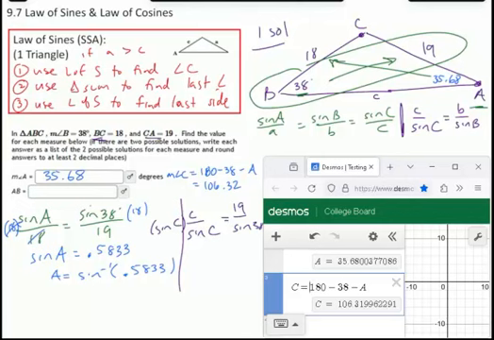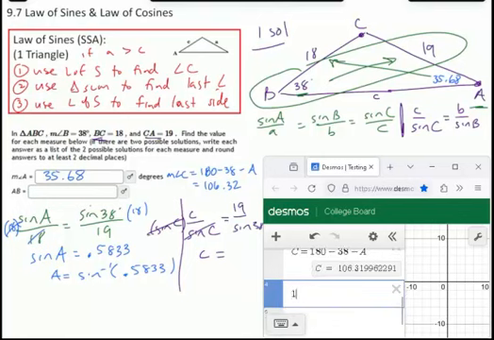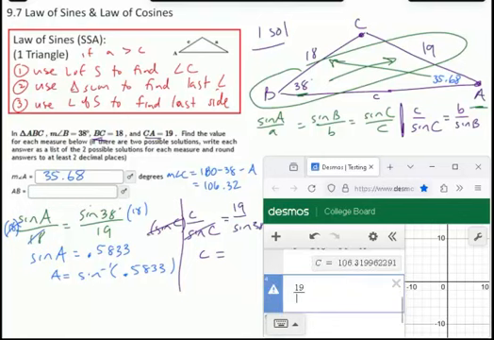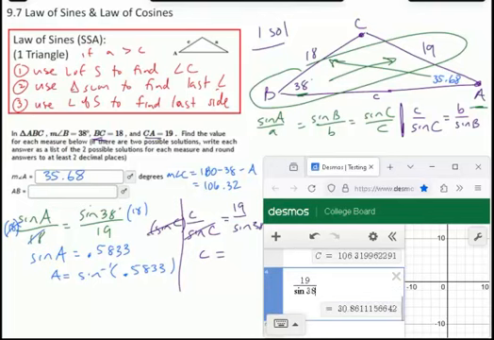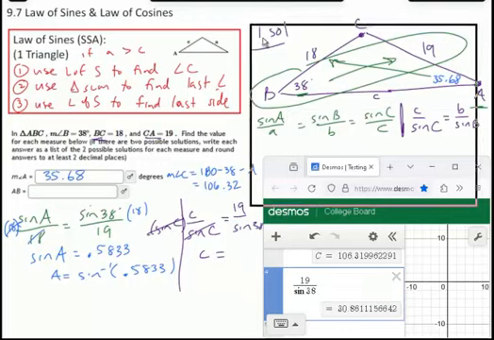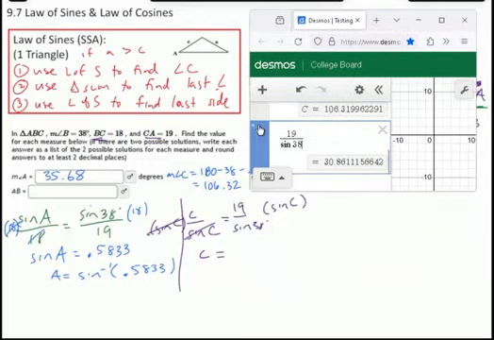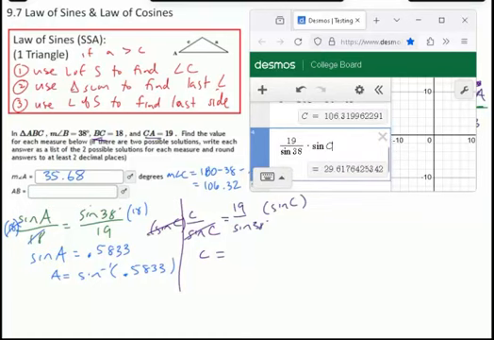And so if I multiply both sides by the sine of C, I get my value. So 19 divided by the sine of 38, all times the sine of C. And I get that answer of 29.62 for my last side length.